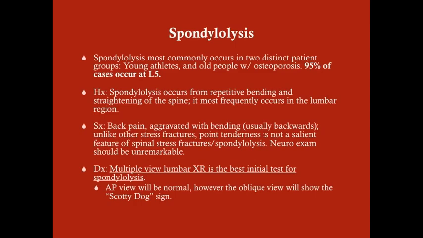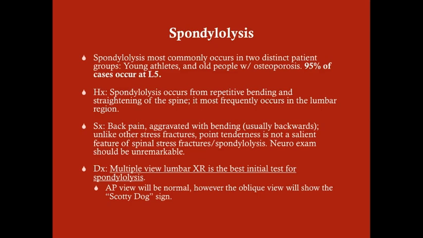Spondylolysis is one of the most common causes of lower back pain in young people, particularly acute lower back pain. We tend to see spondylolysis in young athletes or older people with osteoporosis. About 95% of spondylolysis cases occur at L5. L5 tends to be a problem point in general for spinal disorders. It's the most common place to have a herniated disc, and it's also the most common place to have spondylolysis.